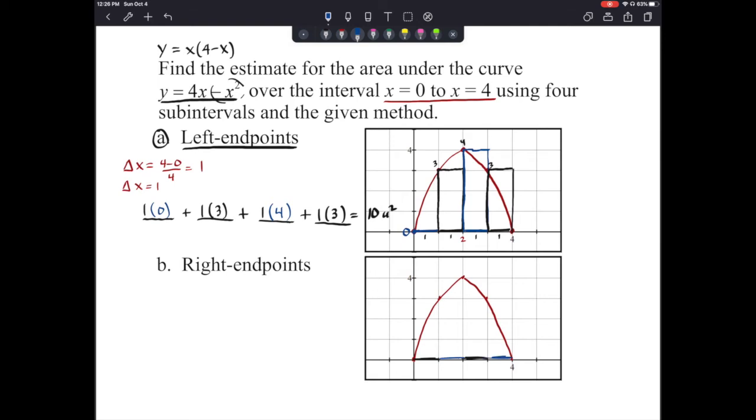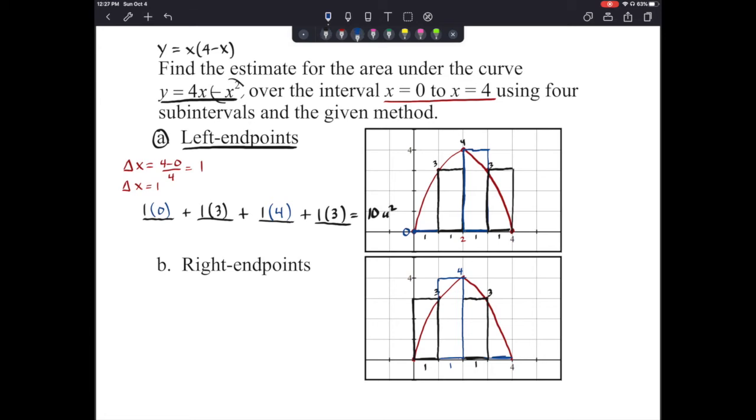Okay, so when we're doing right endpoints, the base is 1. When we go up the right side of this first rectangle, we're going to go up until we hit, and then we come back to the left, drawing that rectangle. So it looks like our height is 3. For the second one, the base is 1. We go all the way up till we hit it on the right side, come back and down. That one has a height of 4. The third one, we come up, base is 1, comes across. This one has a height of 3 also.